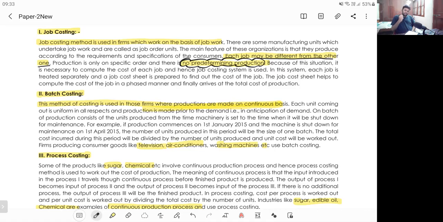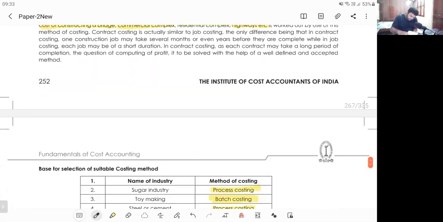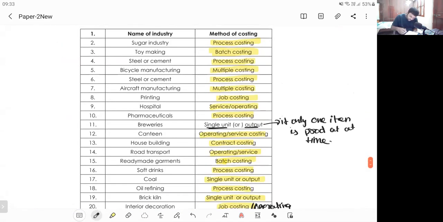Every job is different. So what do you mean by job costing? Job costing means a person will go to the manufacturer and a special job will be assigned to him. Here every job is different and no predetermined production will be made. That is called job costing. Now let's see the examples for job costing.